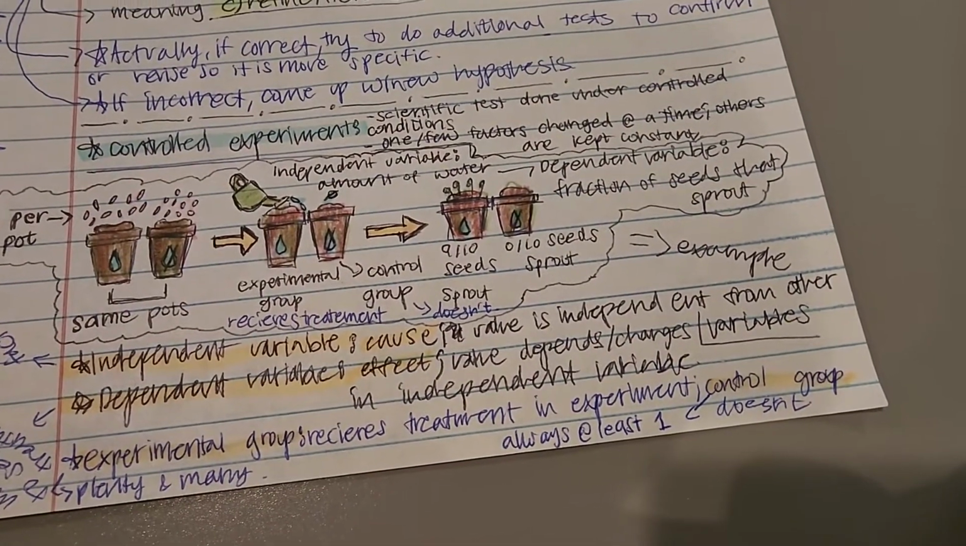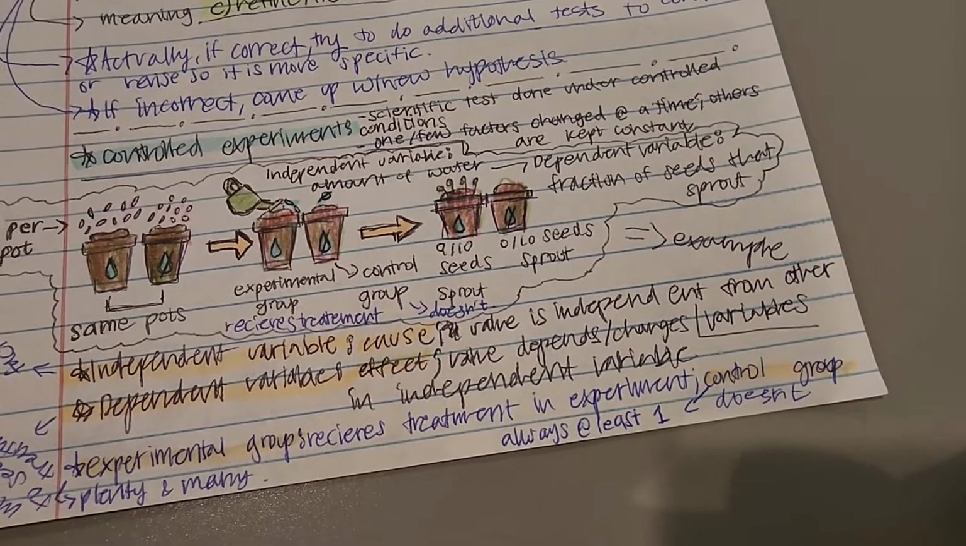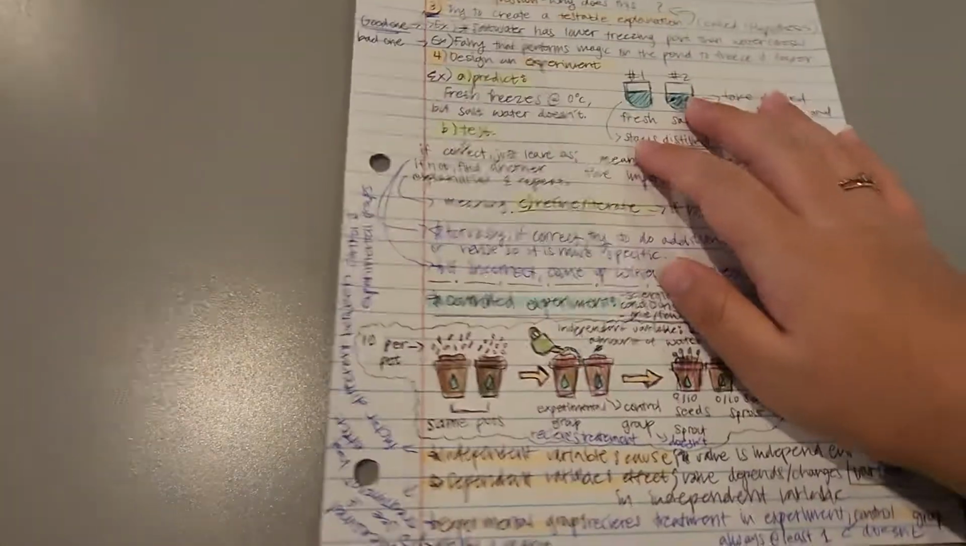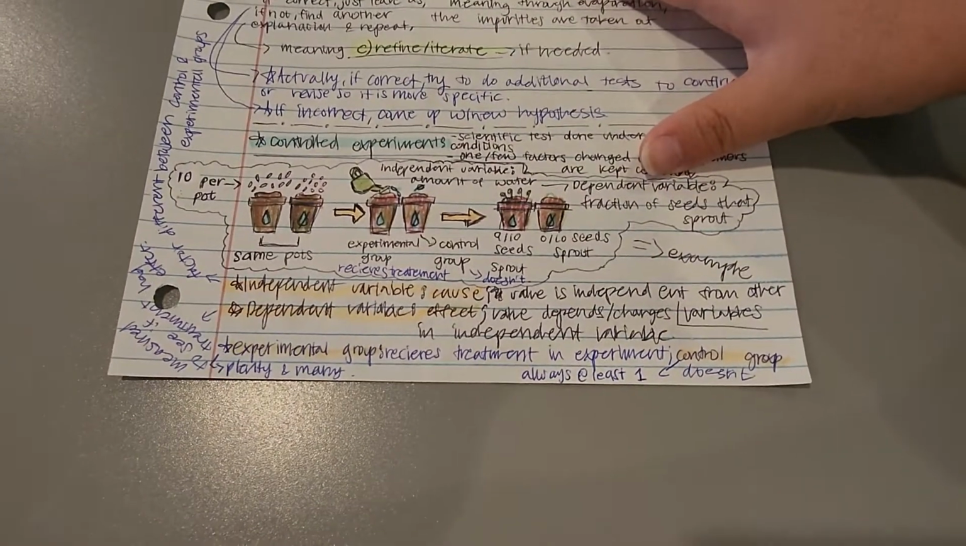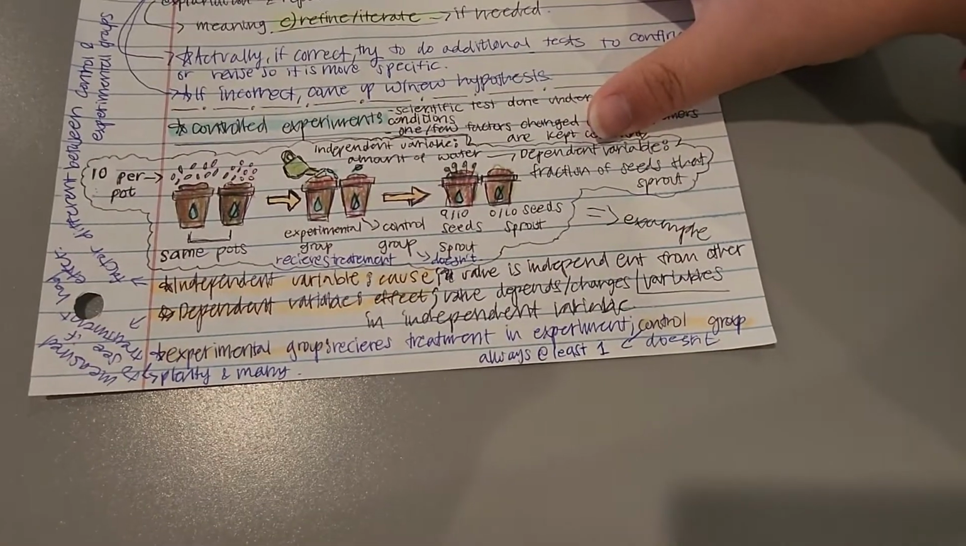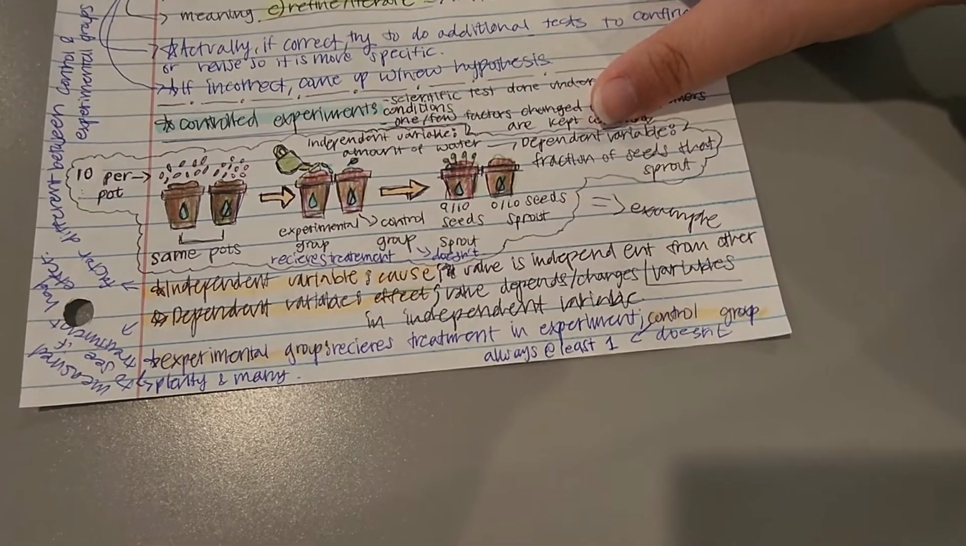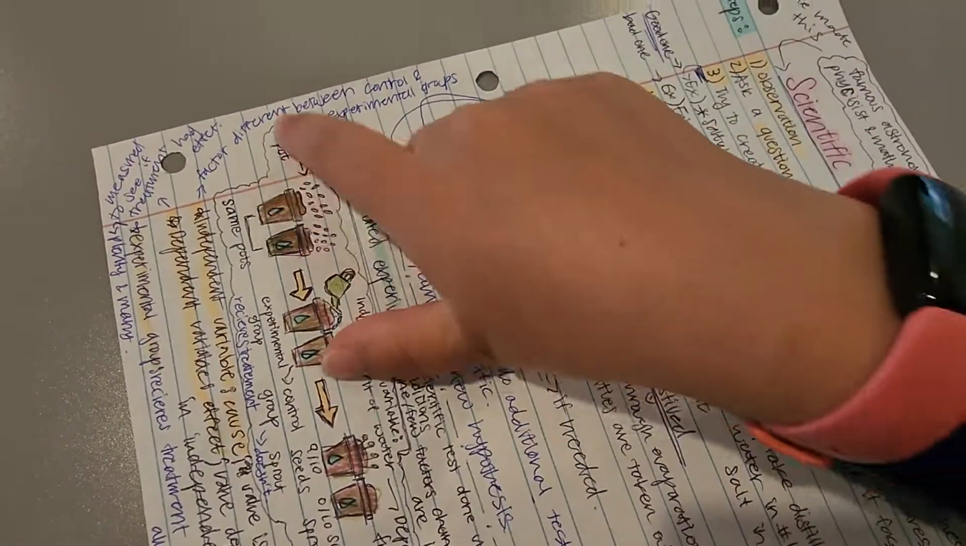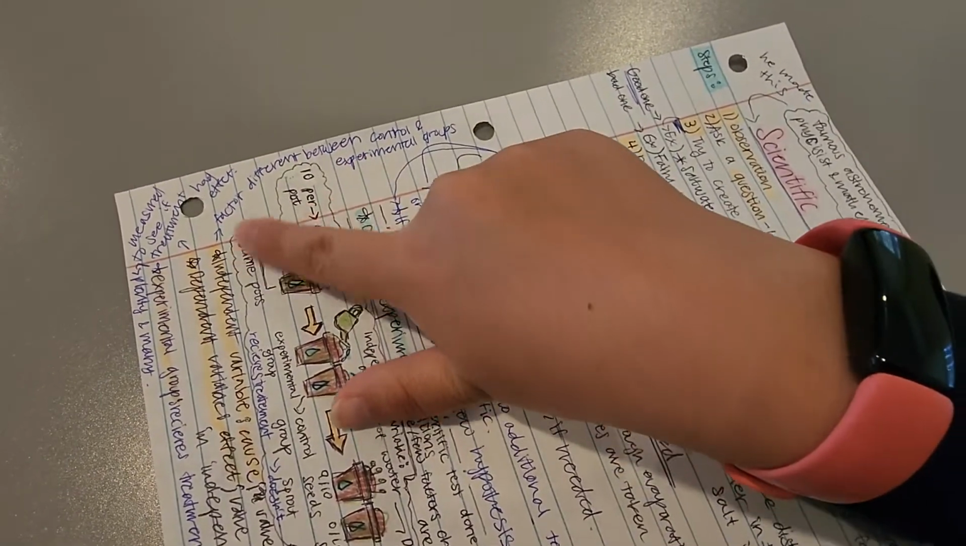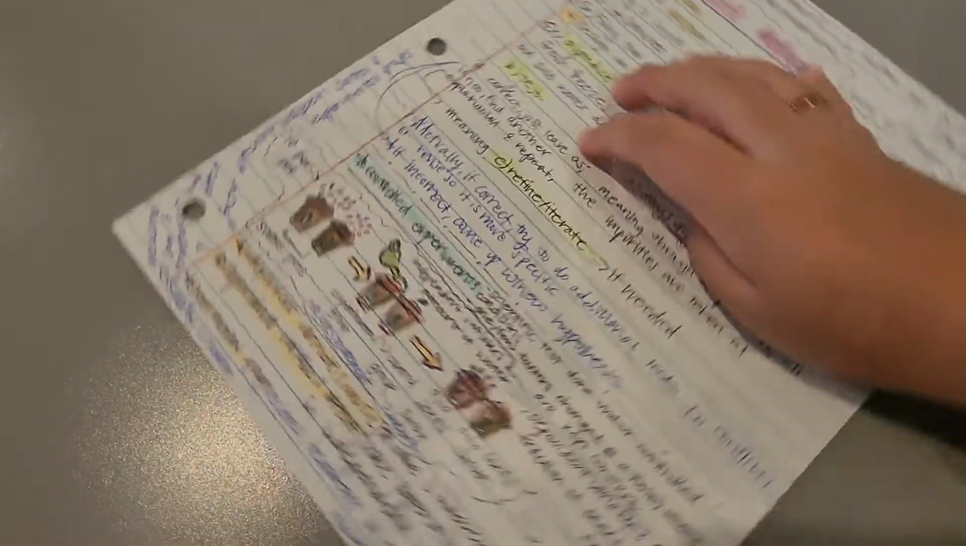So the independent variable is the amount of water, and the dependent variable is the fraction of seeds that sprout. I want to emphasize that the independent variable is a cause. It is the factor that is different between the control and experimental groups.